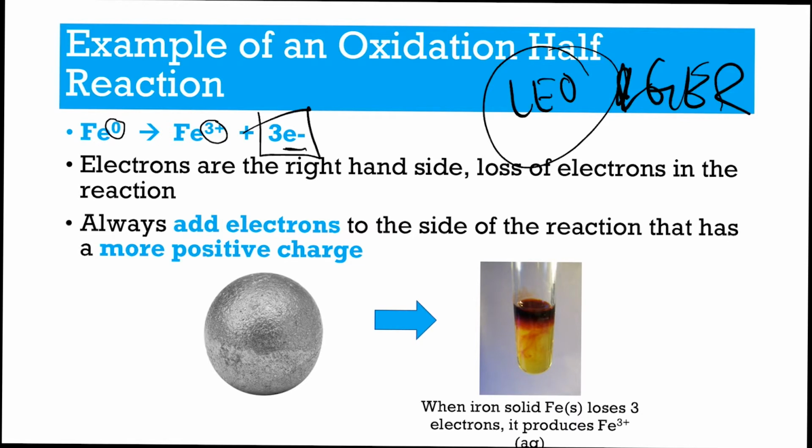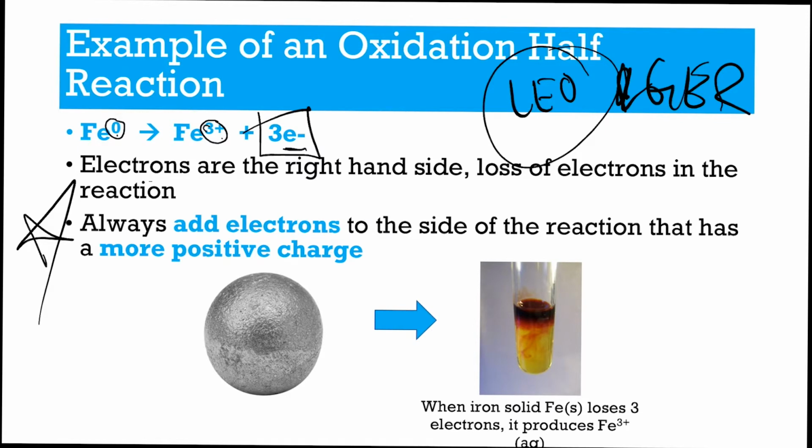A good rule of thumb: if you have a 0 and then a charge, whatever that charge is, that's the number of electrons you need to use. A quick tip is that you're always adding electrons to the more positive side.